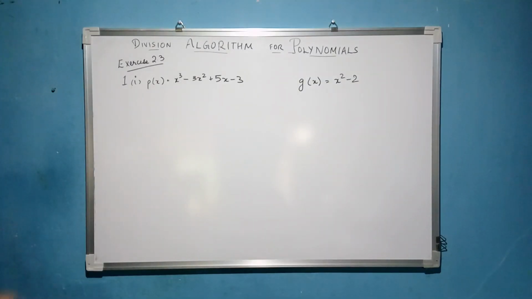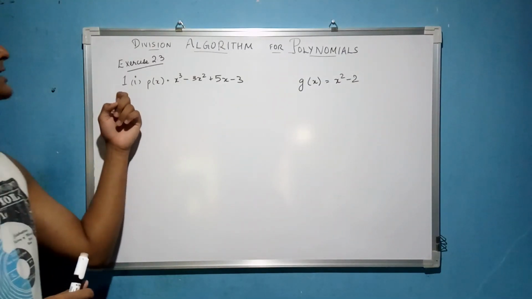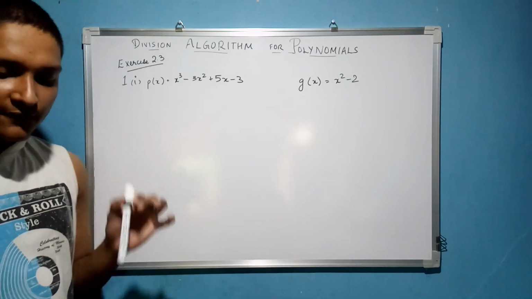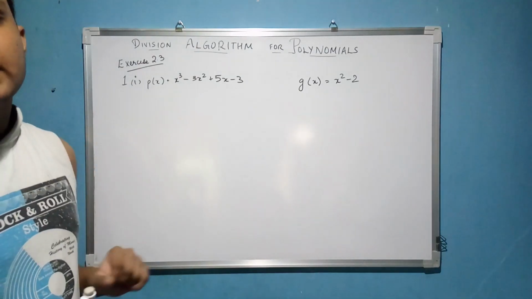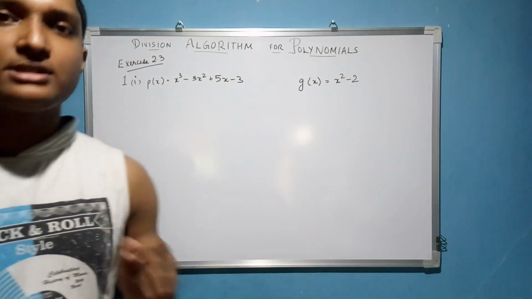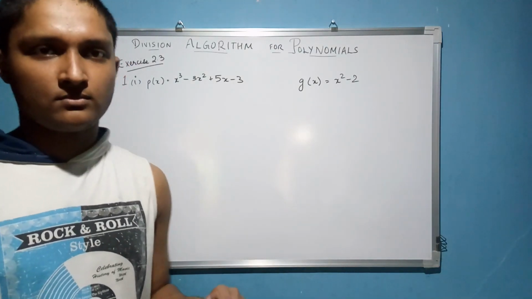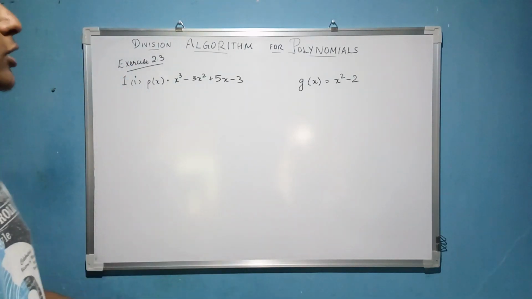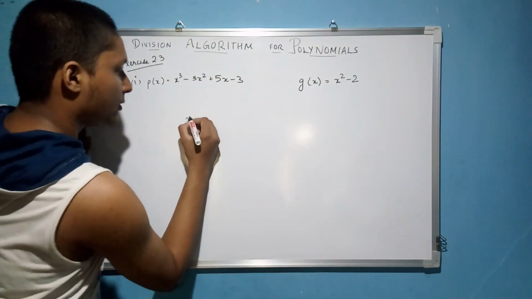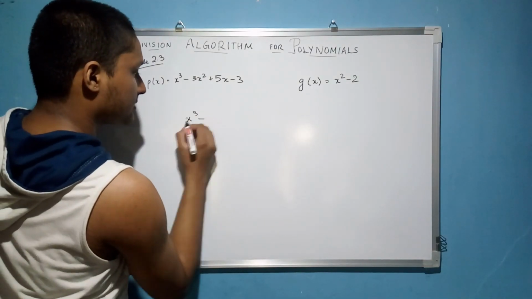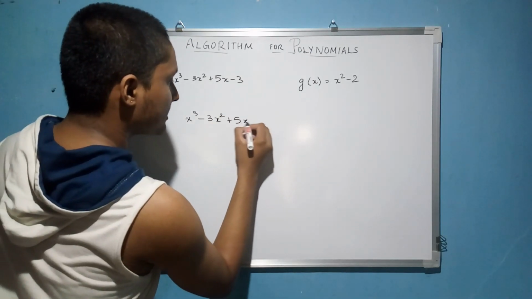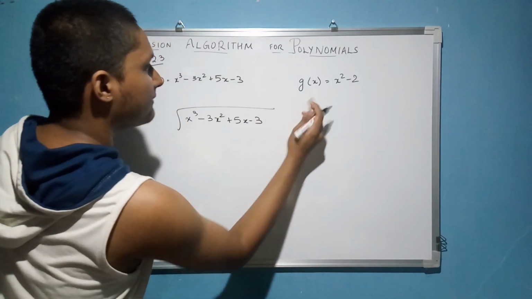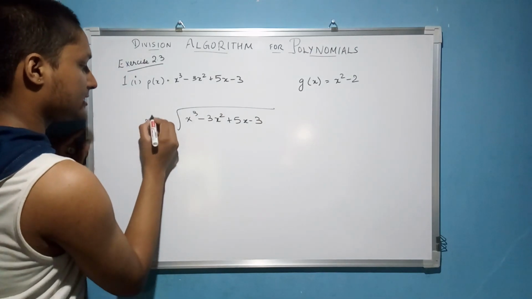Now we are going to start with exercise 2.3. The first question, so first subdivision. You are asked to divide p of x by g of x and find the quotient q of x and r of x. For that we need to use the long division method. So I am going to use that long division method. This comes to be x cube minus 3x square plus 5x minus 3. You are going to divide it by this. This is x square minus 2.